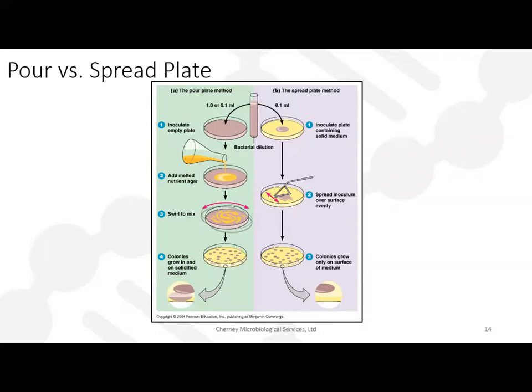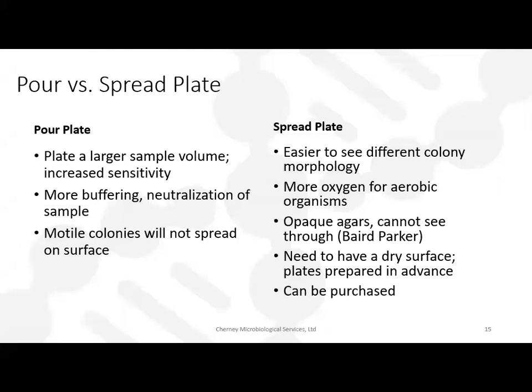So let's talk a little bit about advantages and disadvantages for each method. So the pour plate, you're able to plate a larger sample volume. You've got some increased sensitivity there. You could plate 1 mil versus with the spread plate, it's recommended to do 0.1 mil. So you have a little bit more buffering, neutralization of the sample with that agar pour plate. And those motile colonies that I said previously for swarming cells, you know, those bacteria that have flagella like to swarm, you'll have less issues using a pour plate because they're not able to spread as much on the surface, being distributed throughout the pour plate.